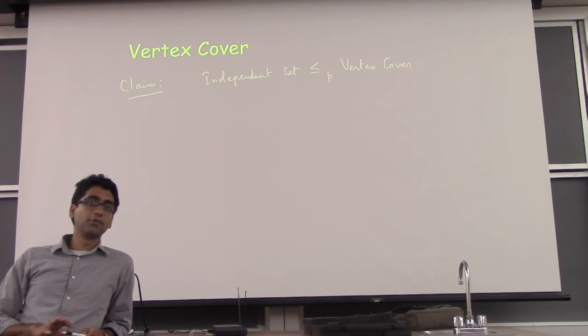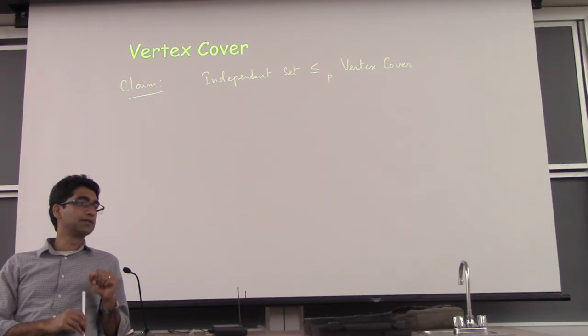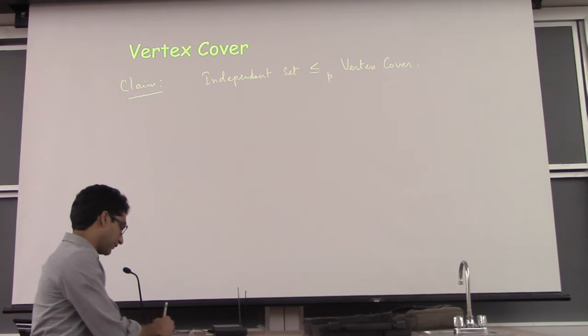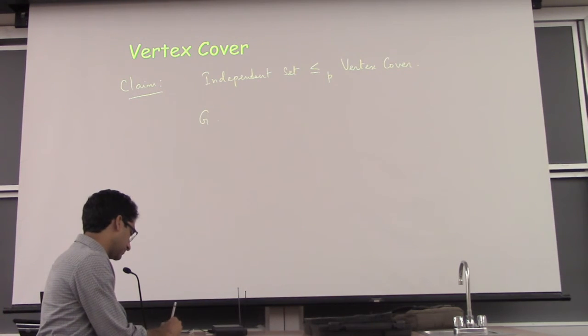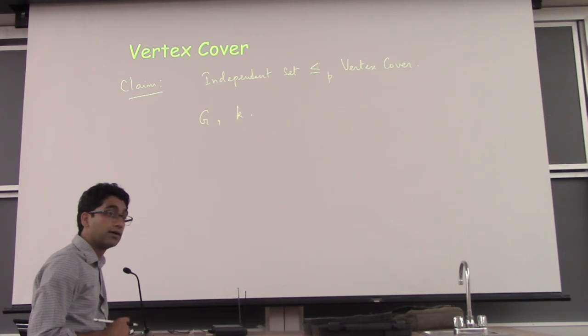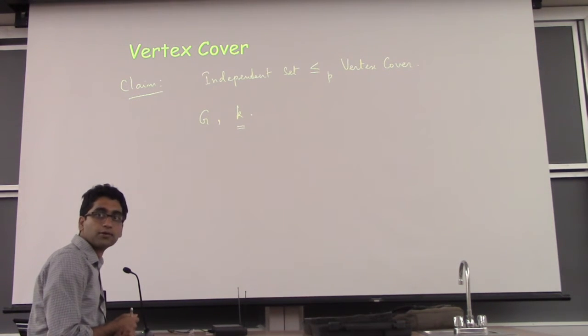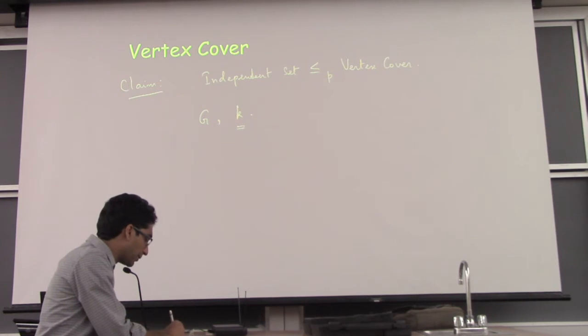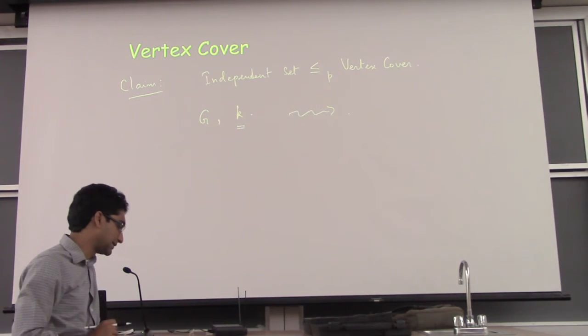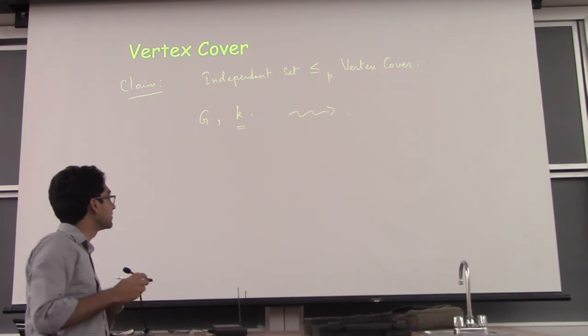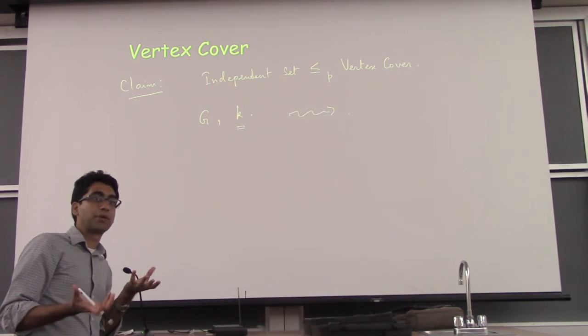So here again, what do we want to show for a reduction? You start with the problem instance of independent set. An instance of independent set has a graph G and a number K, and your question is: is there an independent set of size K? I want to now come up with a new instance of vertex cover, which is again a graph and some other integer, K prime.